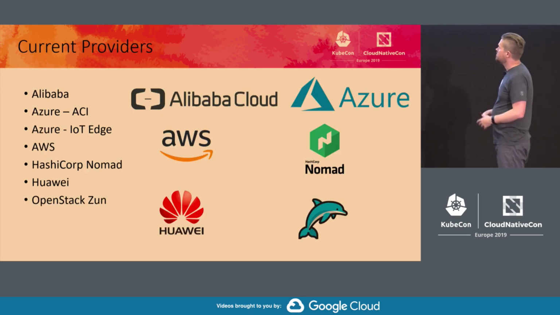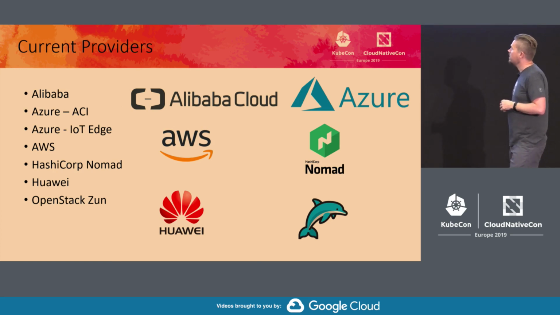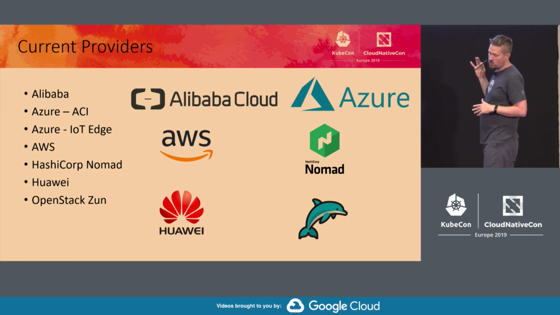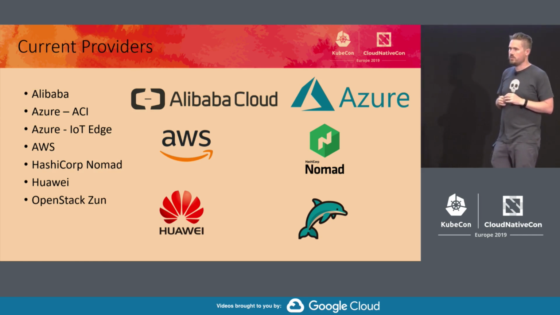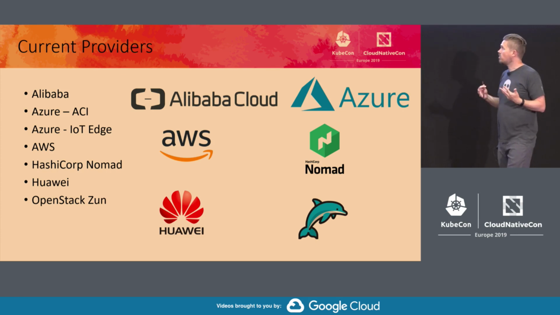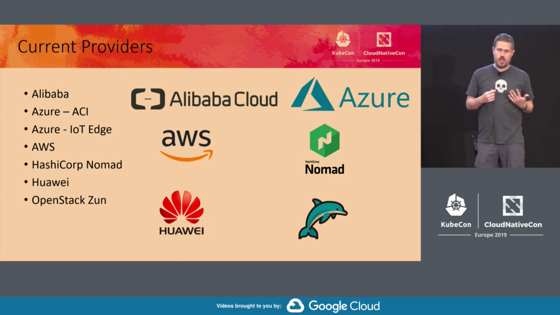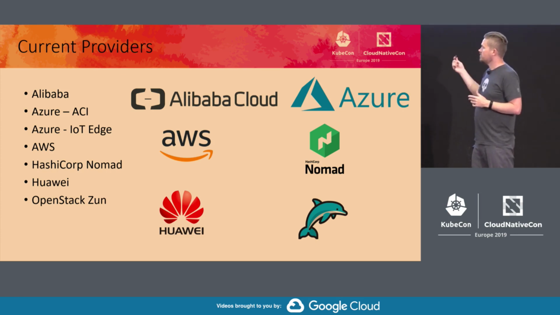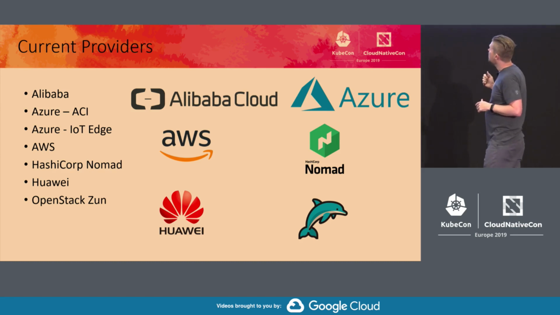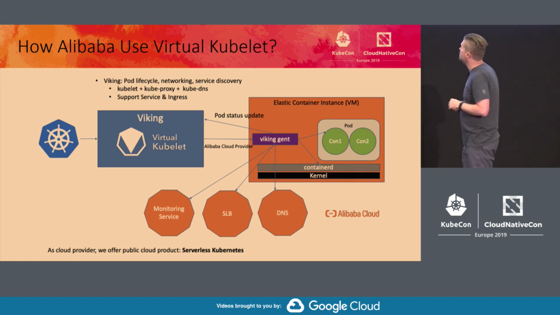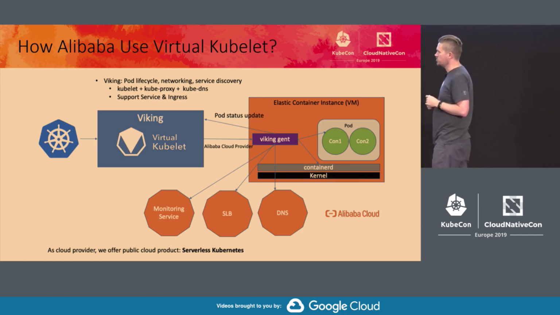So here's some current providers that we have. There's quite a few of them. Alibaba uses it pretty extensively. Azure uses it for ACI, which is our container as a service tool. We use it for providing virtual nodes inside of AKS. You can see a whole bunch of other ones like AWS and HashiCorp Nomad. And I'll turn it over to Harry to talk about how they use Virtual Kubelet.